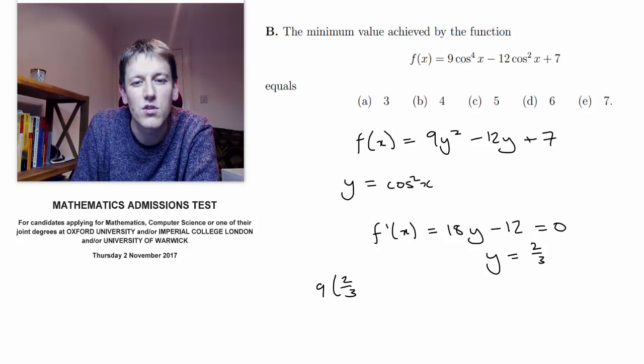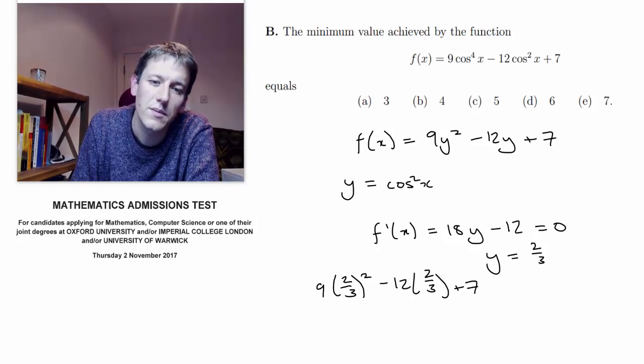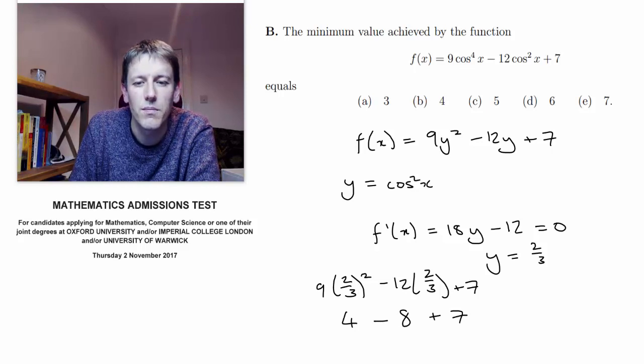9 times 2/3 squared minus 12 times 2/3 plus 7. So 9 times 4/9 is 4, minus 12 divided by 3 is 4, times 2 is 8, plus 7. So I've got minus 4 plus 7, which is 3, and that's going to be the minimum value achieved by the function.